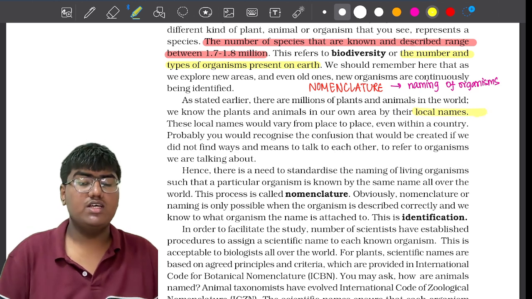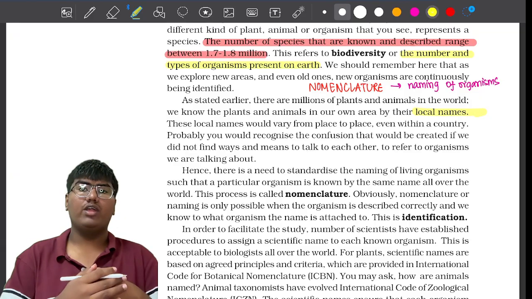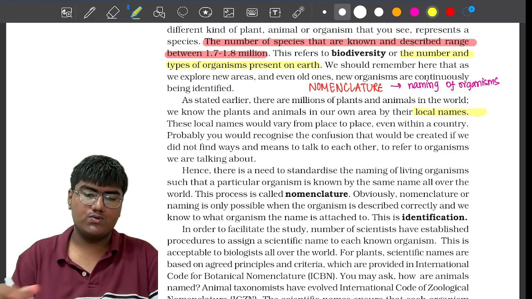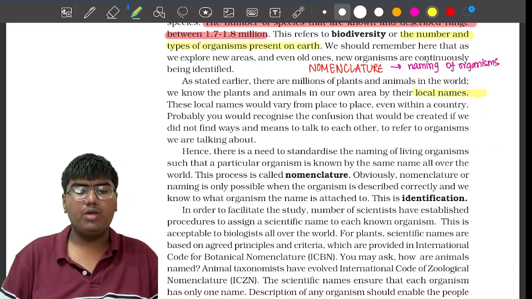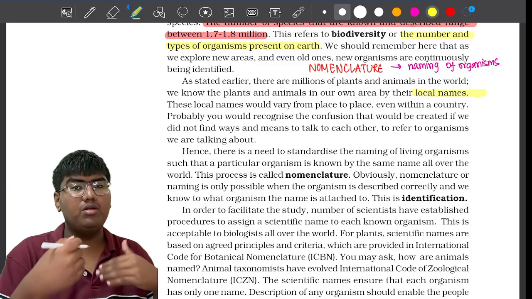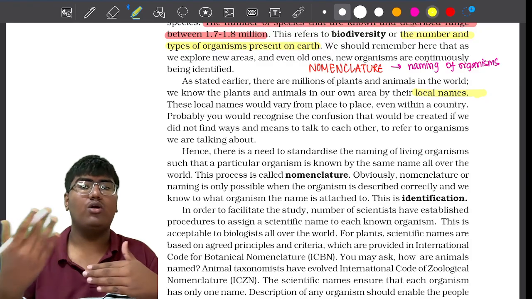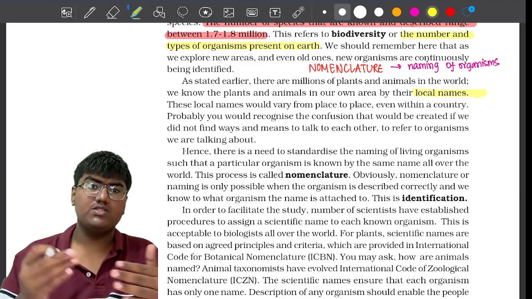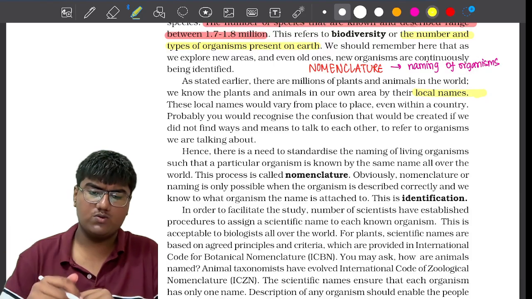By their local names. Yes, we have many local names for the organisms that we see. There are many local names in the local language also. These local names would vary from place to place. An animal might have a name in my place, might not have the same name in your place, because the language may not be the same, or people may call it in different ways also.